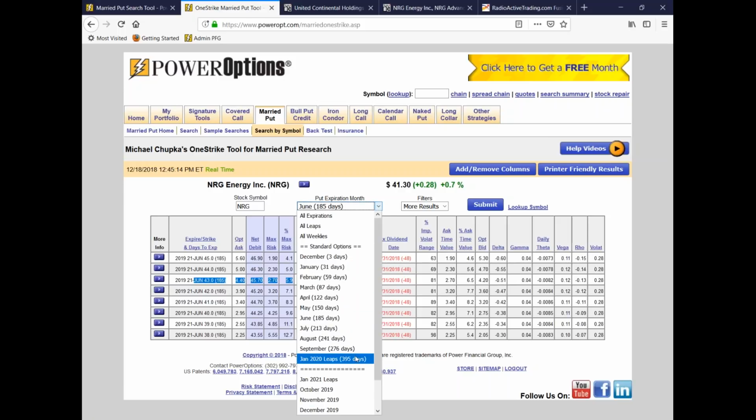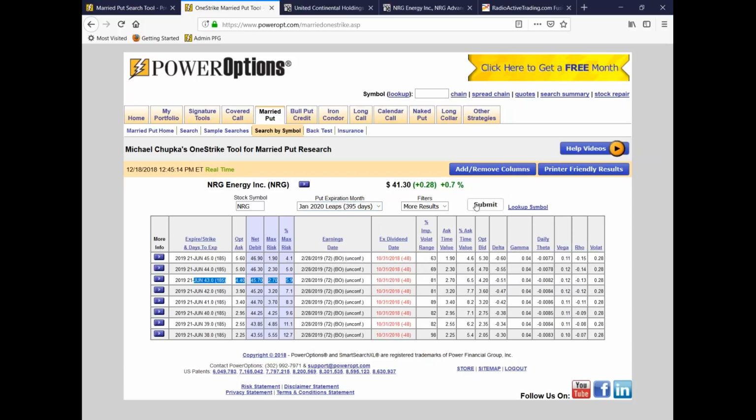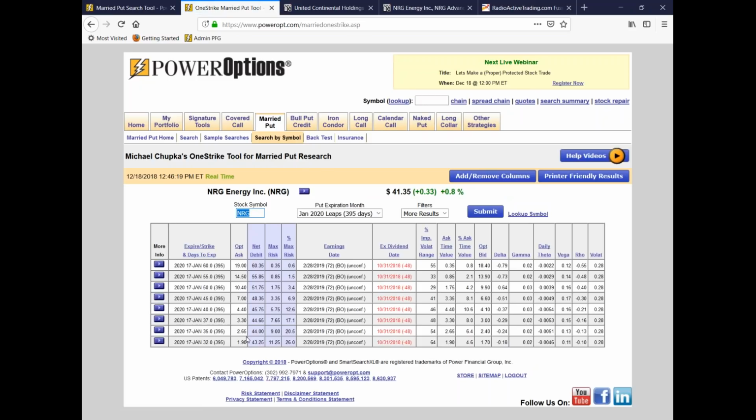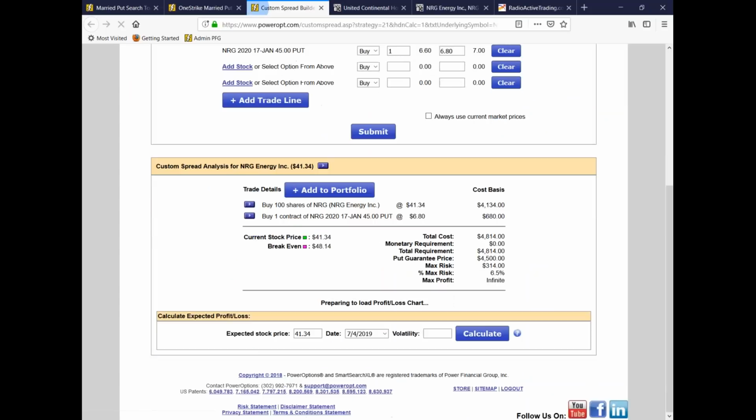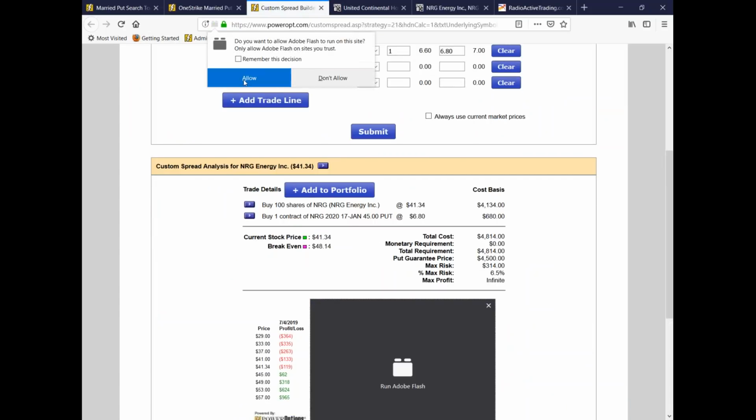Let me take a look at this a little bit more in depth. I'm going to go back to January 2020 from here. I'm taking that 45. It's got an ask of $7 for a risk of just under 7%. Stock's trading, of course, now at 41.35. Now I want to go to the profit and loss chart.